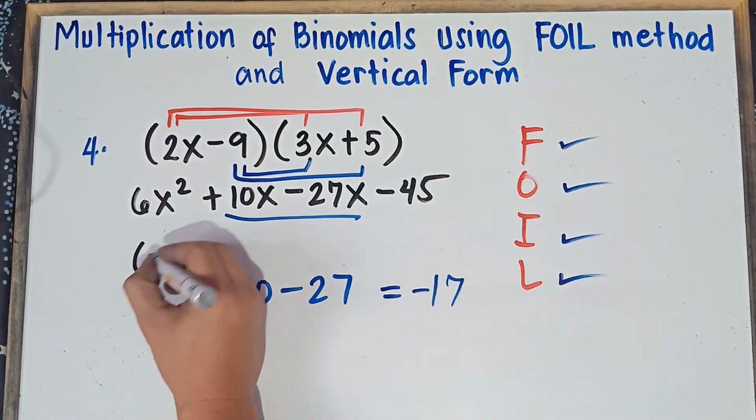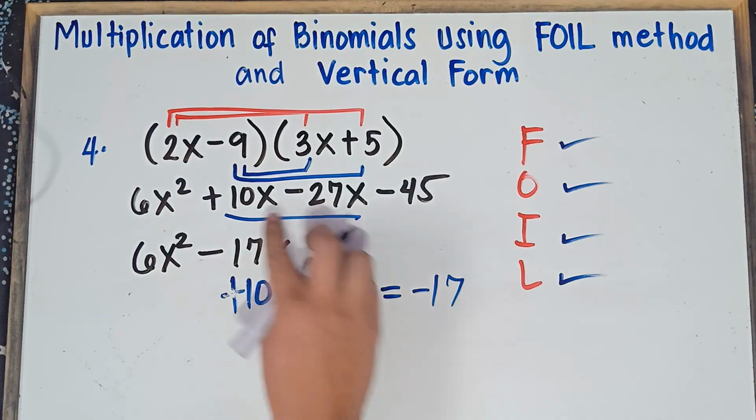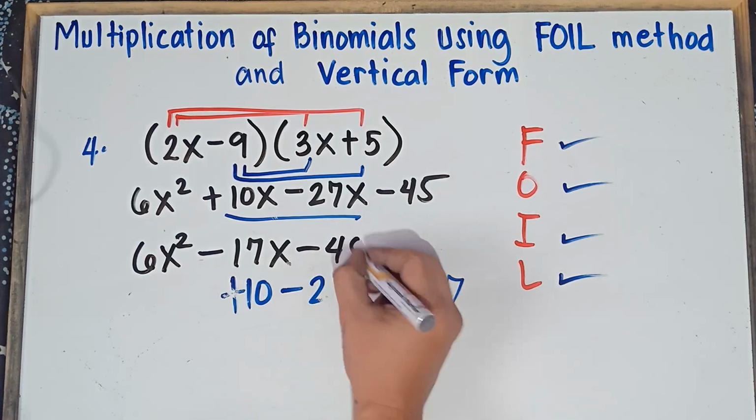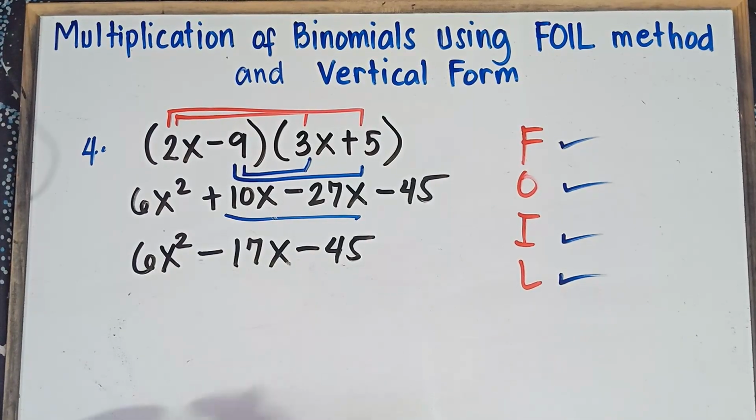So this will be 6x squared minus 17x. Copy x, do not forget, class. Copy x and then minus 45. That's it, class. That's the answer with regards to example number 4.